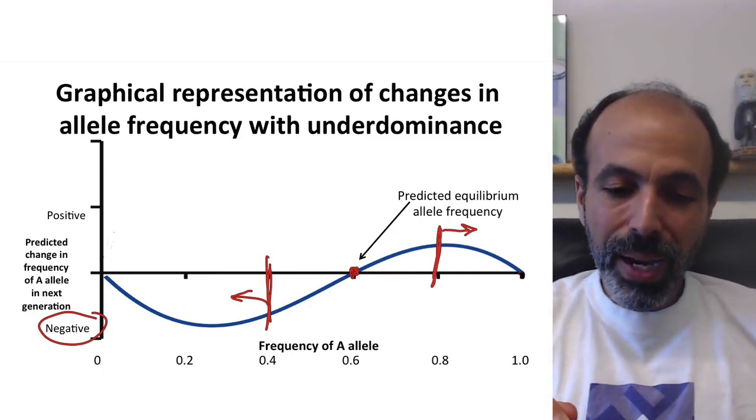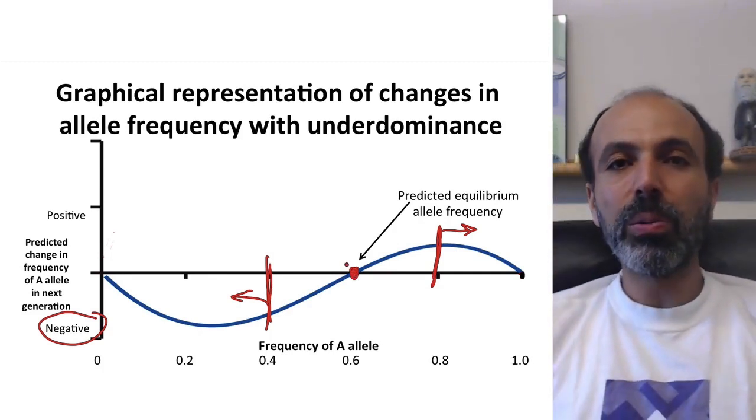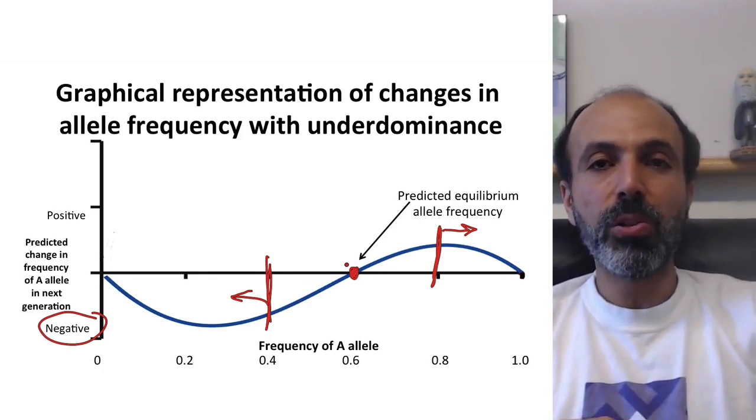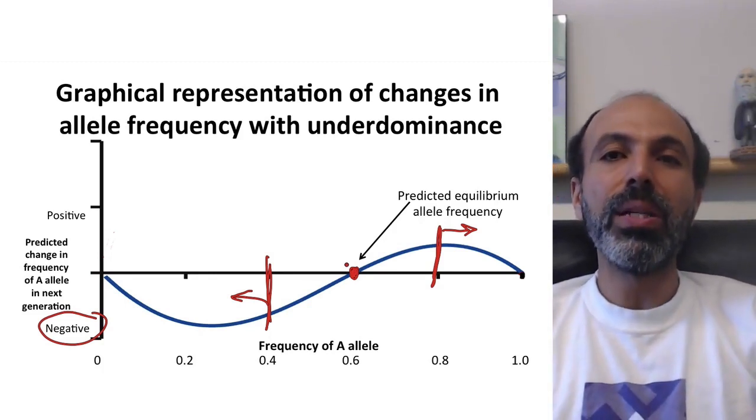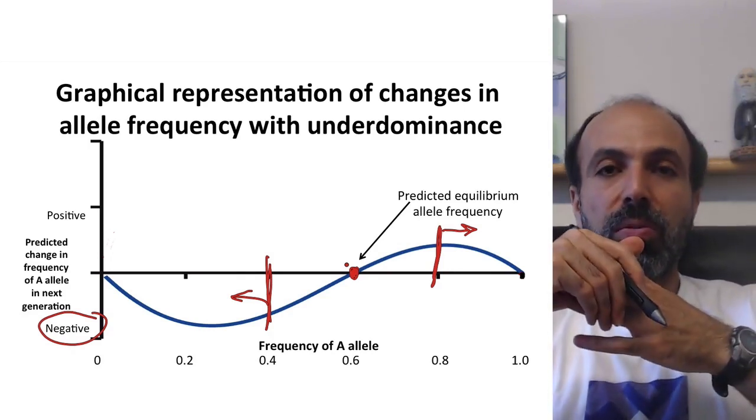Only if you're right at that equilibrium allele frequency can it stay. So it's a very unstable equilibrium point. It probably doesn't happen very much. Or if it does, it's eliminated so quickly that we never see it. Okay? So those are three kinds of single locus selection we've talked about.